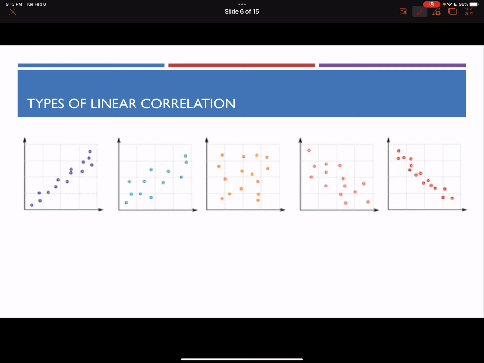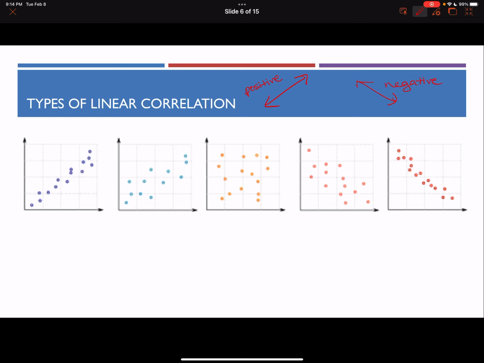And also some of the points are going in a positive direction. Remember we talked about slopes, right? Any line that goes up from left to right has a positive slope, and any line that goes down from left to right has a negative slope, right? And so the same is going to be true with correlation.